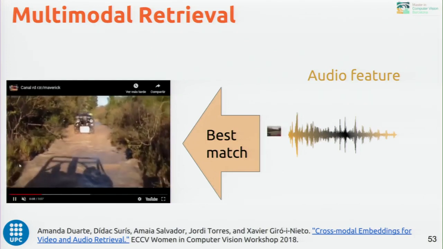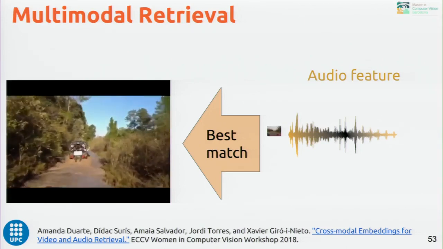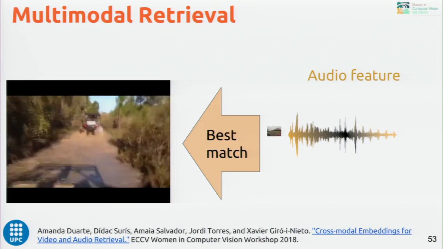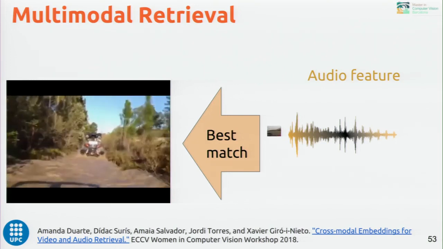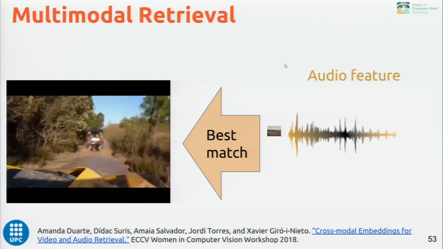Okay, so now you're listening to the audio from this video that you shouldn't see, and then you are looking at a video whose semantics kind of match the ones that we extract from the audio. Maybe I should go back to the previous slide to understand what we do.